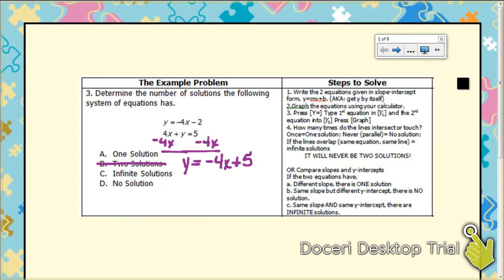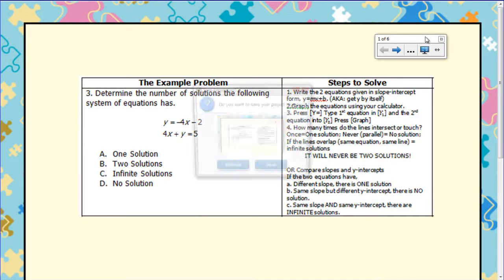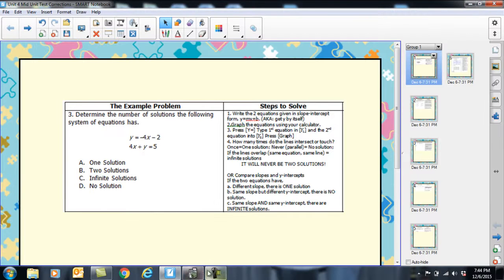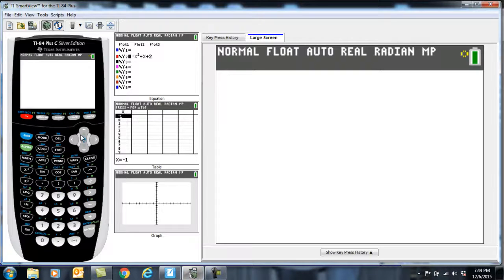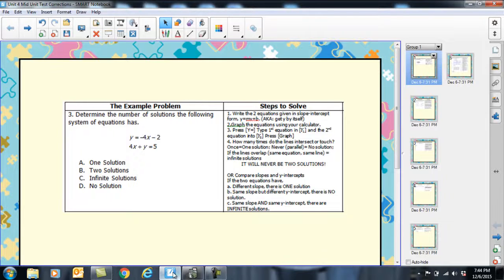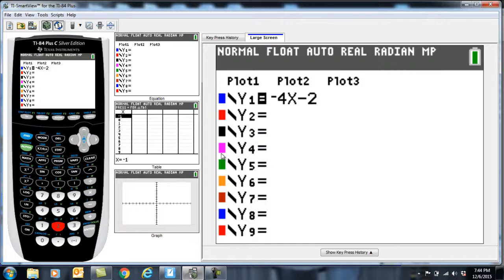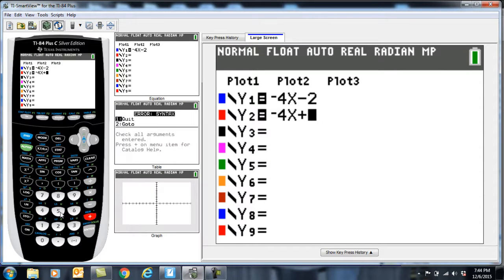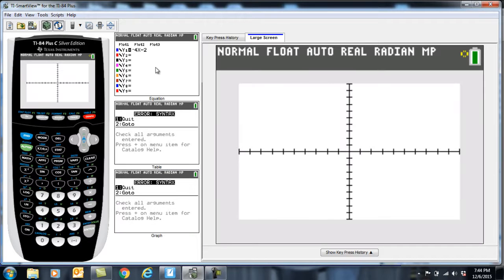So we're going to go from here and we're going to go to our calculator. And we're going to type in our two equations. So we're going to go to y equals, and in the first one we're going to type negative 4x minus 2, because that's what it said. And then the other one was negative 4x plus 5. So we'll do negative 4x plus 5. And then we want to press graph so we can see the two lines.